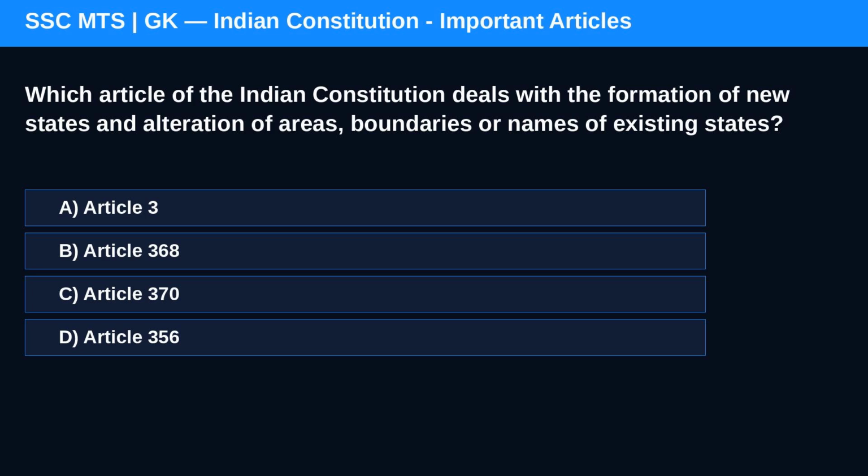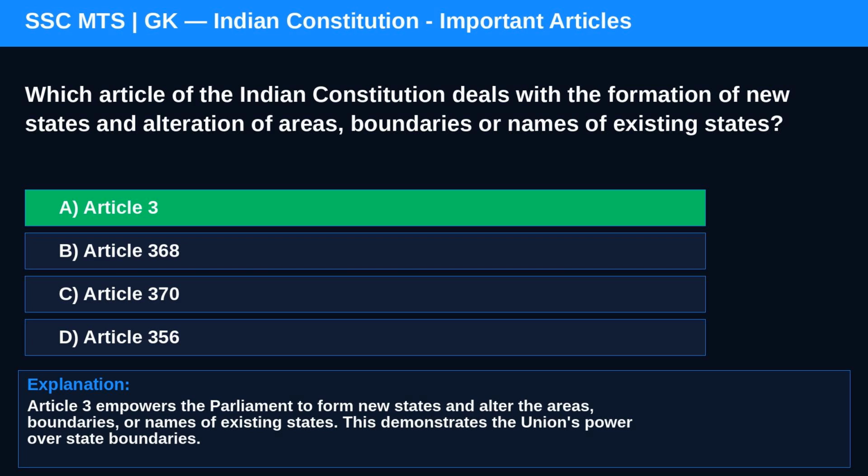Question 5. Which article of the Indian Constitution deals with the formation of new states and alteration of areas, boundaries, or names of existing states? Option A, Article 3, Option B, Article 368. Correct answer is A. Article 3 empowers the Parliament to form new states and alter the areas, boundaries, or names of existing states. This demonstrates the Union's power over state boundaries.